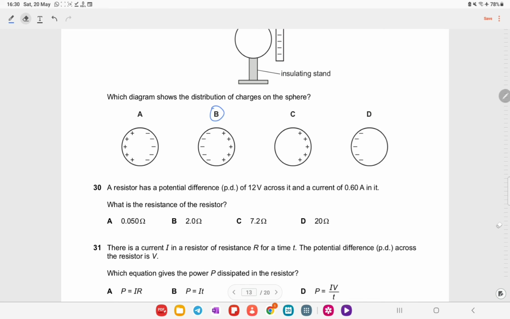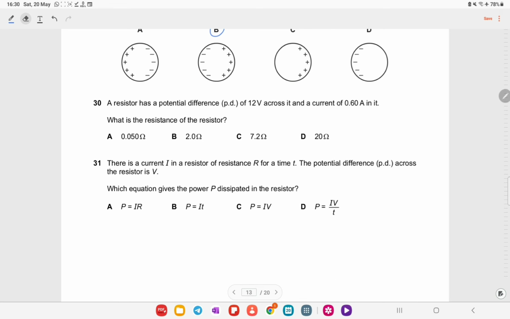A resistor has a potential difference of 12 volts across it and a current flows through it. V is equal to 12 volts, I is equal to 0.6, and R you need to find out. So V is equal to IR, and V divided by I is equal to R. So 12 divided by 0.6 is going to be around 20 ohms, so the answer would be D.